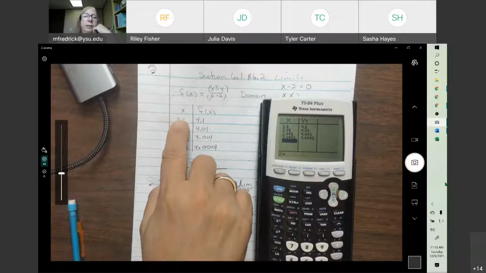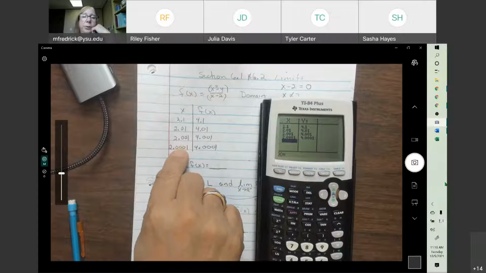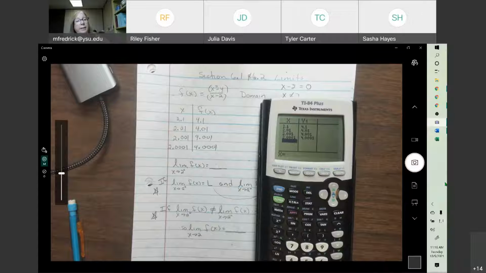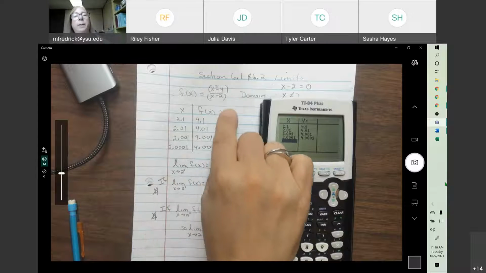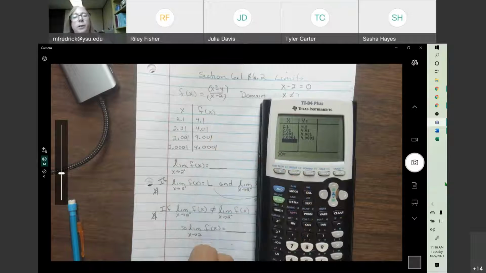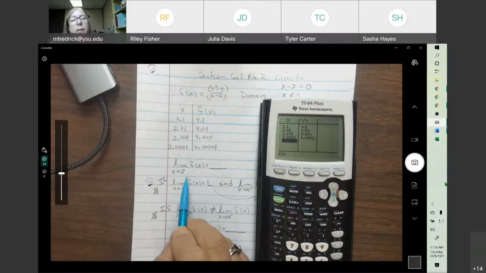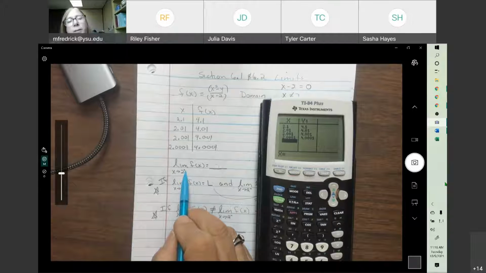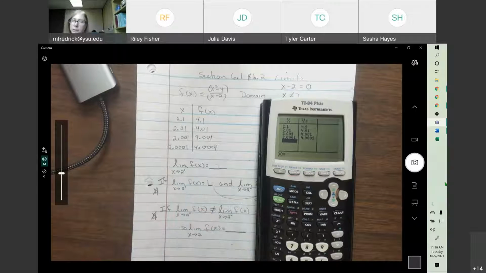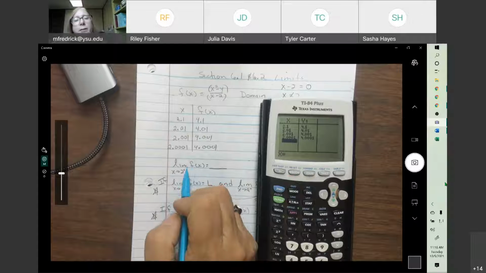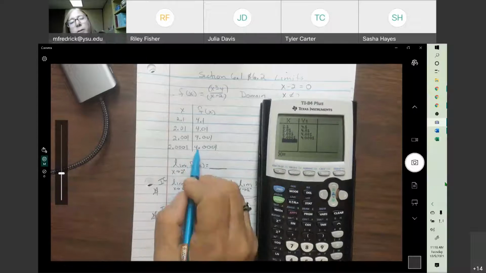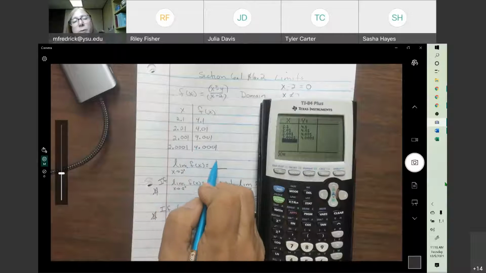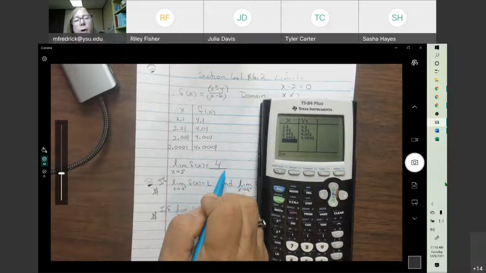So as this is getting closer and closer to 2 from the right, it's a little larger. This is getting closer and closer to 4. Now when you write that limit, this little plus sign means from the right, a little bit larger than 2. And as we are coming close to 2, the y value is getting close to 4. So this is always your y value.